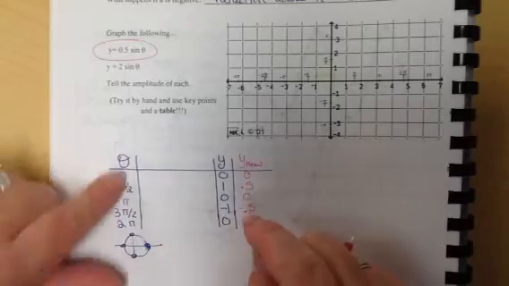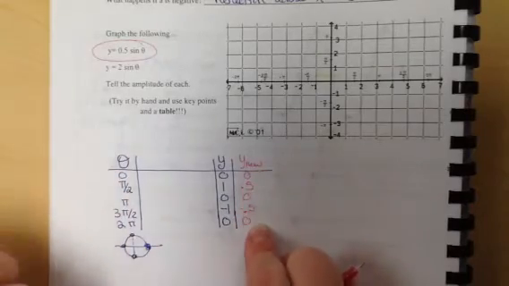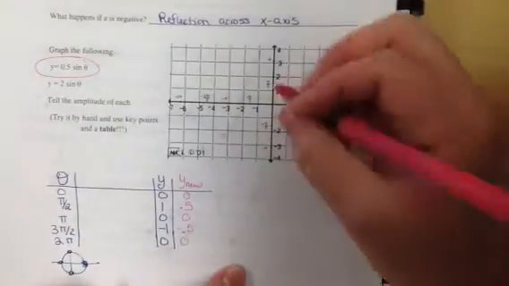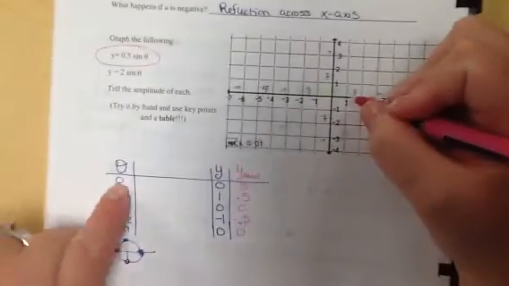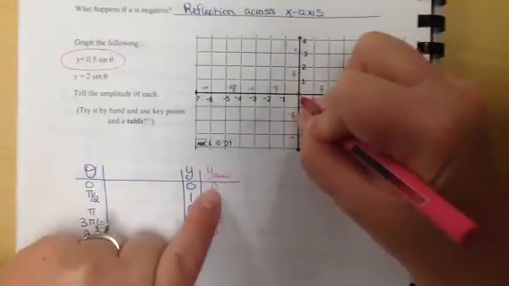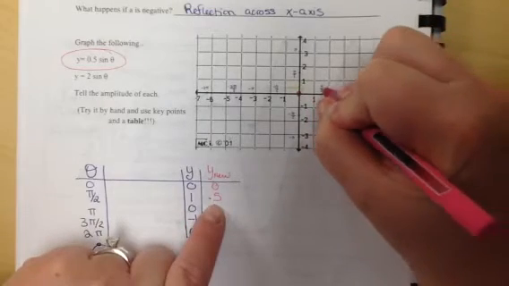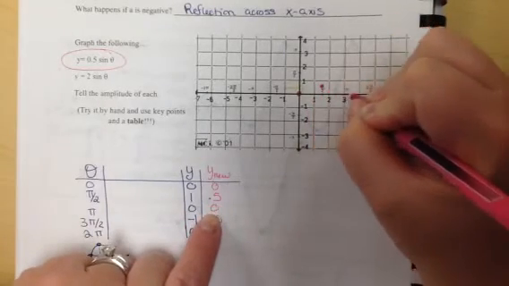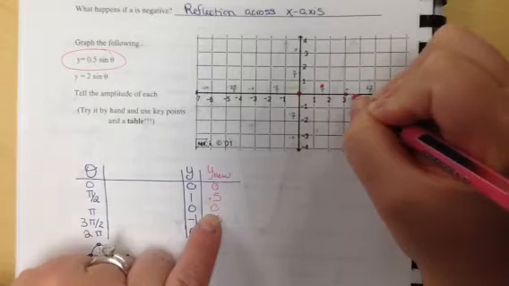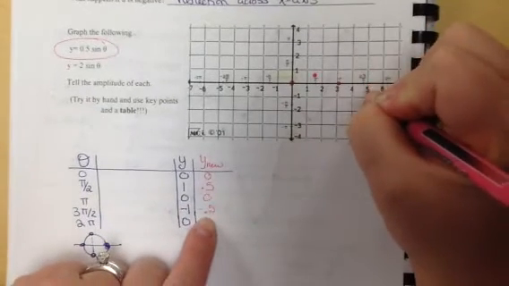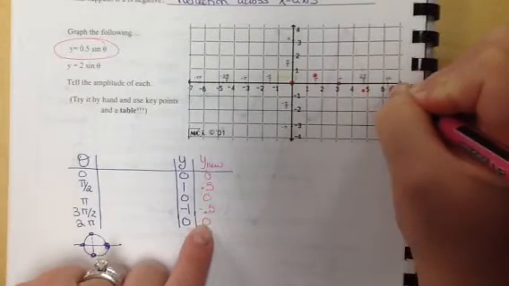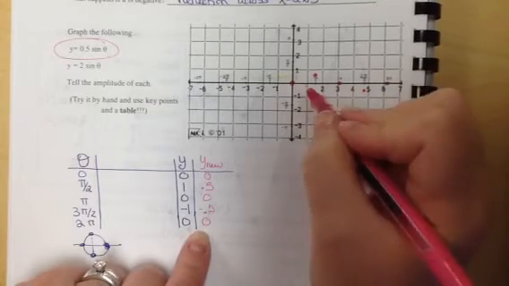I'm now going to graph my thetas and my pink y news. So I'm going to go over here. At 0, we're at 0. And at pi over 2, we're at 0.5. And at pi, we're at 0. And at 3 pi over 2, we're at negative 0.5. And at 2 pi, we're back at 0.